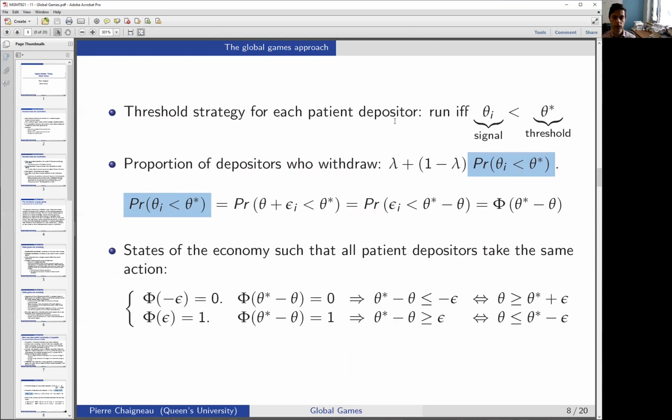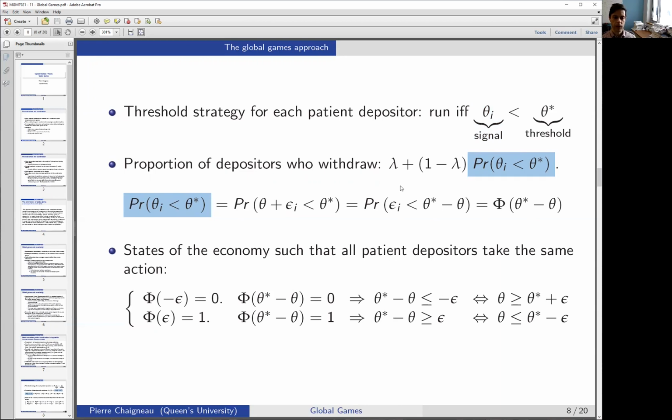Okay, so this is a threshold strategy for each patient depositor. You run if and only if your own signal is below a threshold. And this threshold is going to be the same for all depositors. But of course, this signal theta I will vary across depositors. Everyone will observe something a bit different.